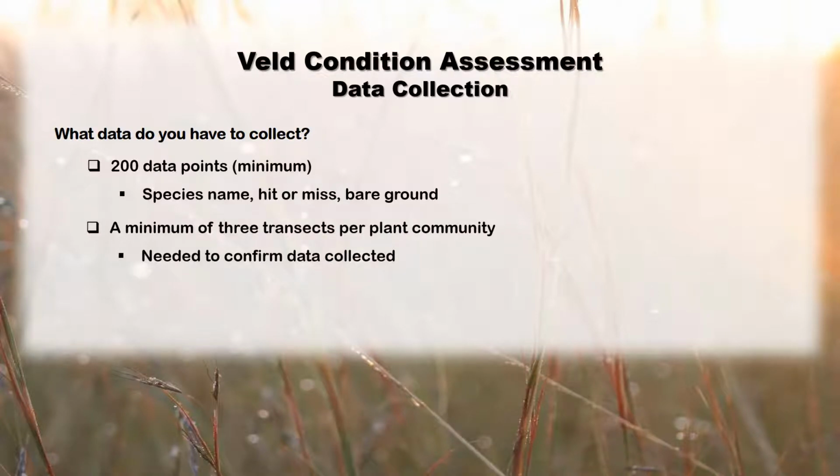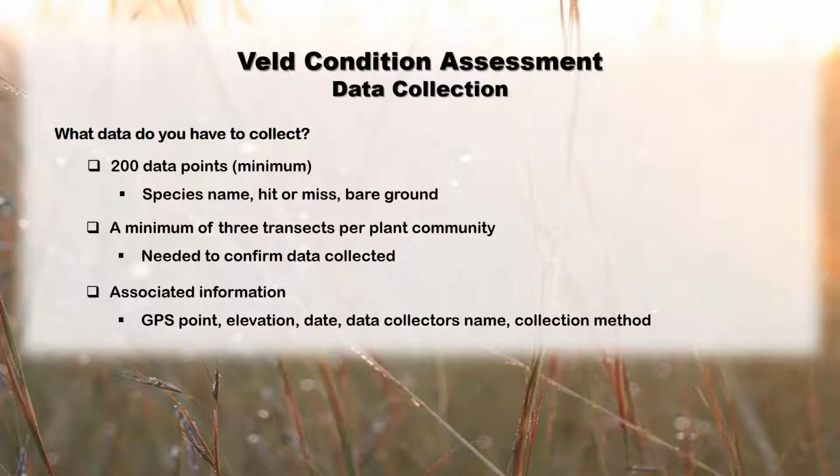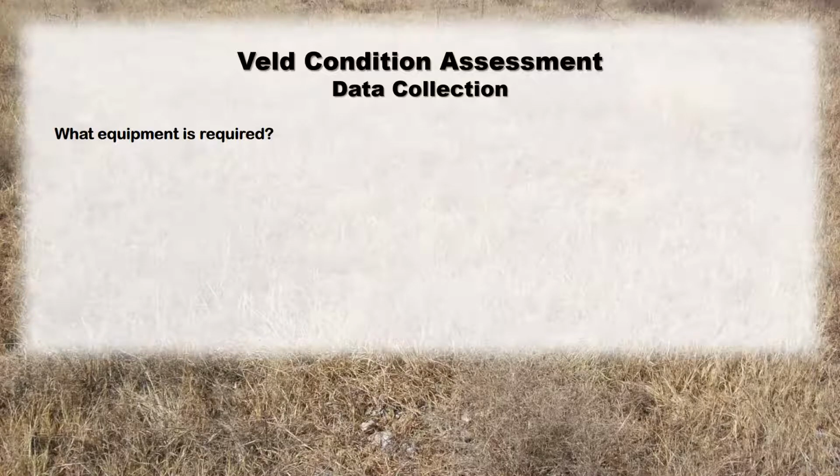A minimum of 3 transects per plant community is required. Remember that data needs to be confirmed, and one plant community or one transect within one plant community is not enough to confidently say that all the plant communities that look the same carry the same species composition. And there is also associated information. For example, the GPS point, the center of your plant community, the height above sea level, the date you collected, which is important, who collected it, and the method that was used.